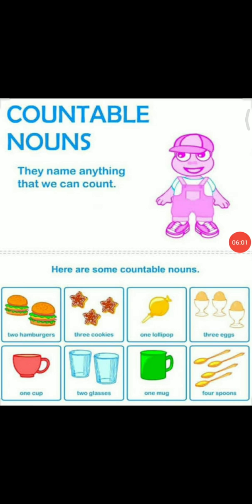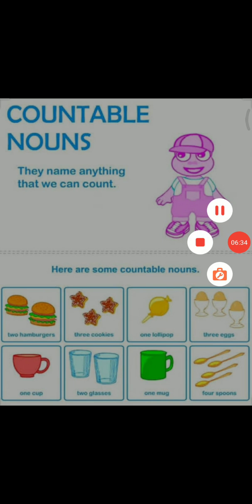Okay, for example, let me show some pictures for you. See, in this picture, in the first image we have two hamburgers. Okay, first we have two burgers, then in the second picture, three cookies, one lollipop, 3 eggs, 1 cup, 2 glasses, 1 mug, 4 spoons. So they are counting the things separately. Okay, these are the countable nouns. So can you all understand what countable nouns are? Yes, let us see what uncountable nouns are.